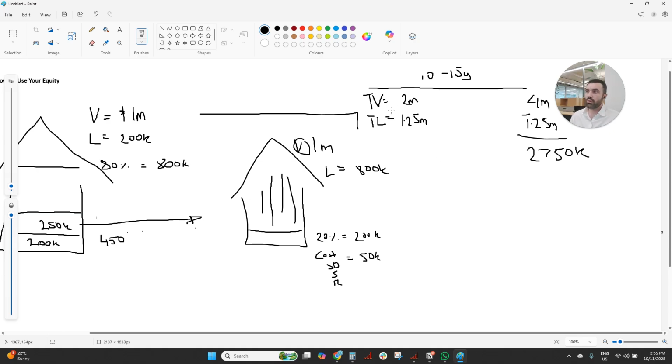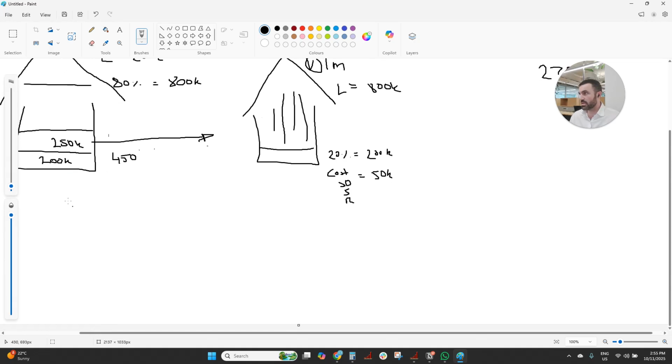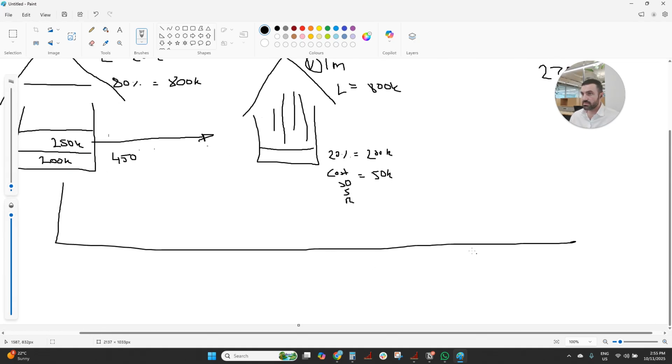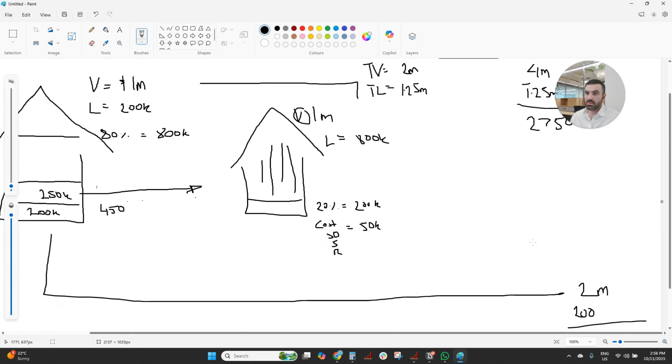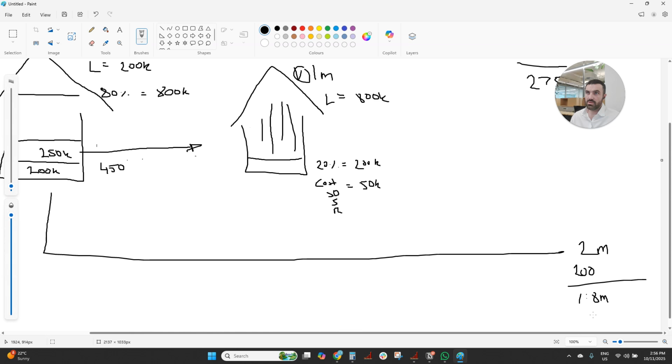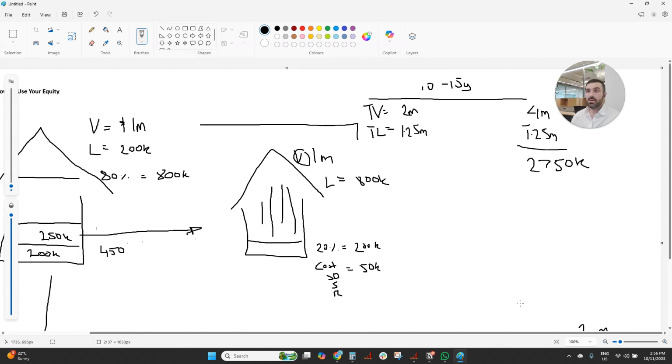Now, if you had just kept the one property and didn't pay off any of the debt, your $1 million property would be worth $2 million in that same time period, with 200K debt. So in this instance, if nothing had changed for 10 years, the $1 million property would be worth 2 mil. The total debt would be 200K. So you would have 1.8 mil in available equity. So you're making the difference between those, nearly $1 million extra by gearing up and getting an extra property.